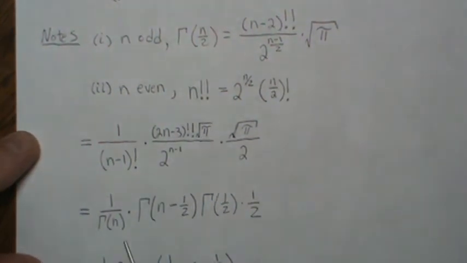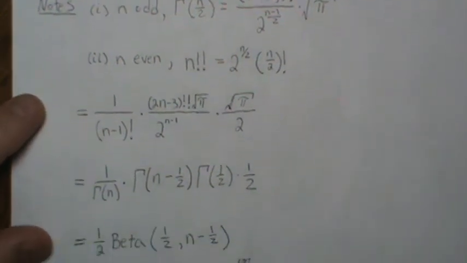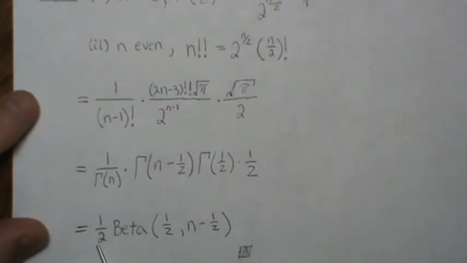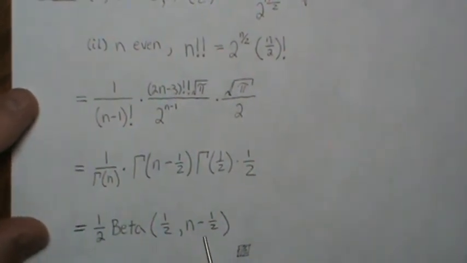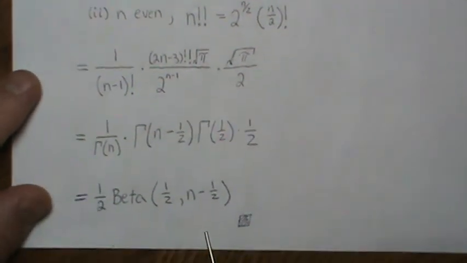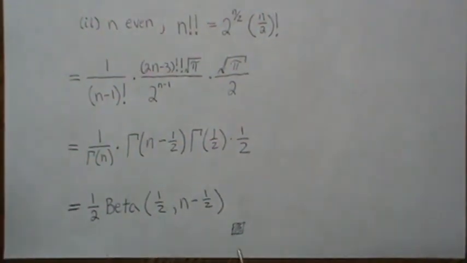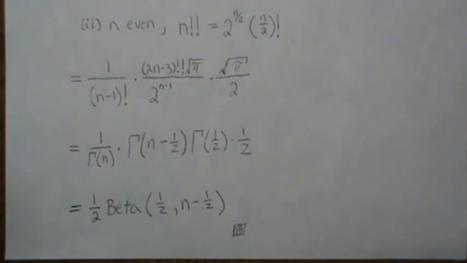Well, this piece here is called a beta function. So if we take our 1/2 out front, then we have beta of n, 1/2 minus 1/2, and that's the answer. I just think it's so neat and so slick that it reduces to that.